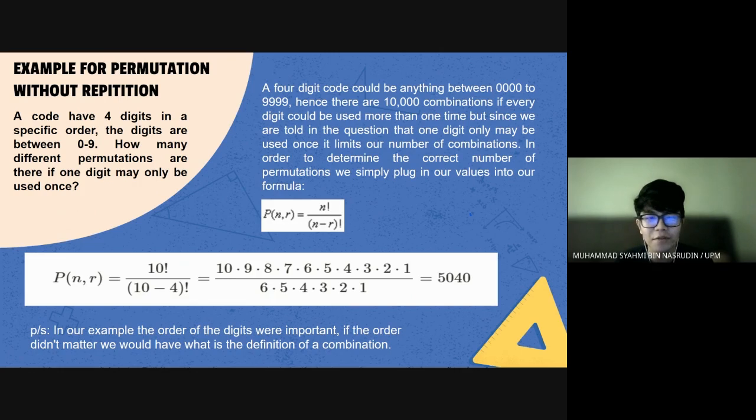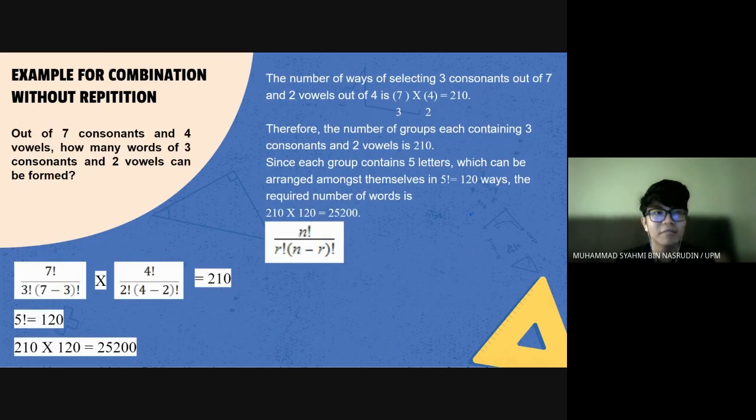equals 5040. And in our example, the order of the digits was important. So for this question, we need to use permutation, since the order of the digits is important. And if not, we need to use the combination formula. So I will continue with the example for combination without repetition.